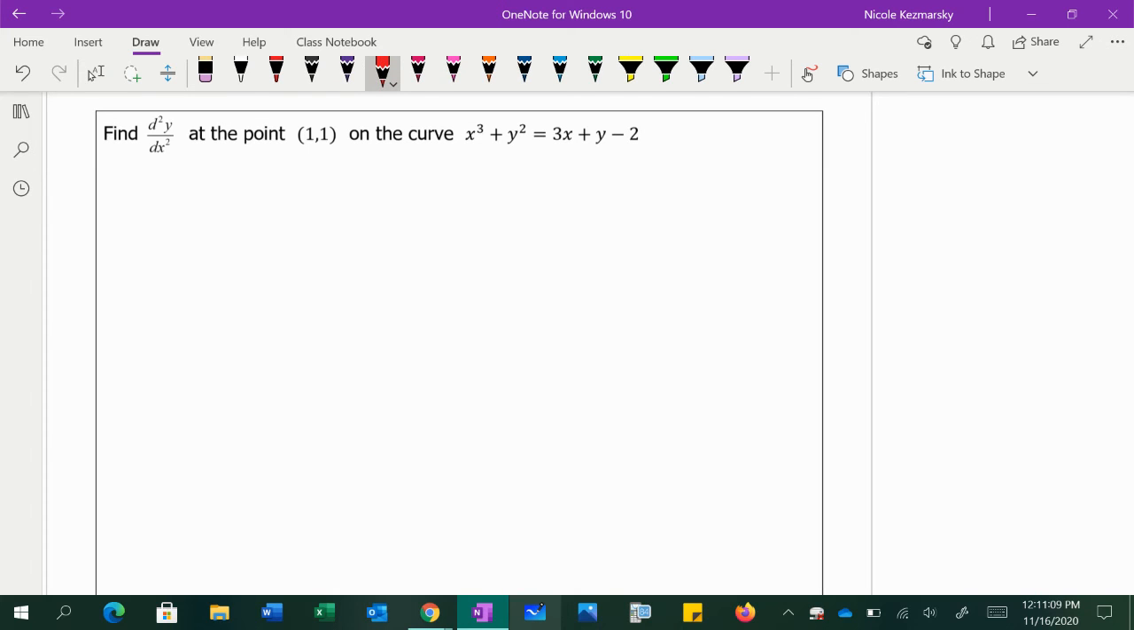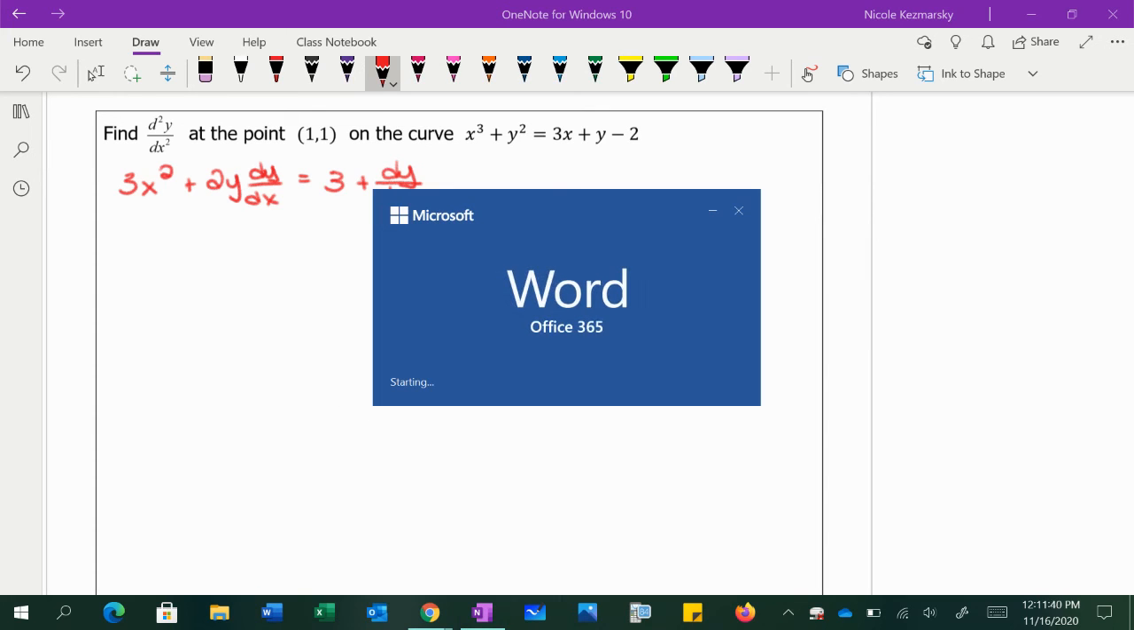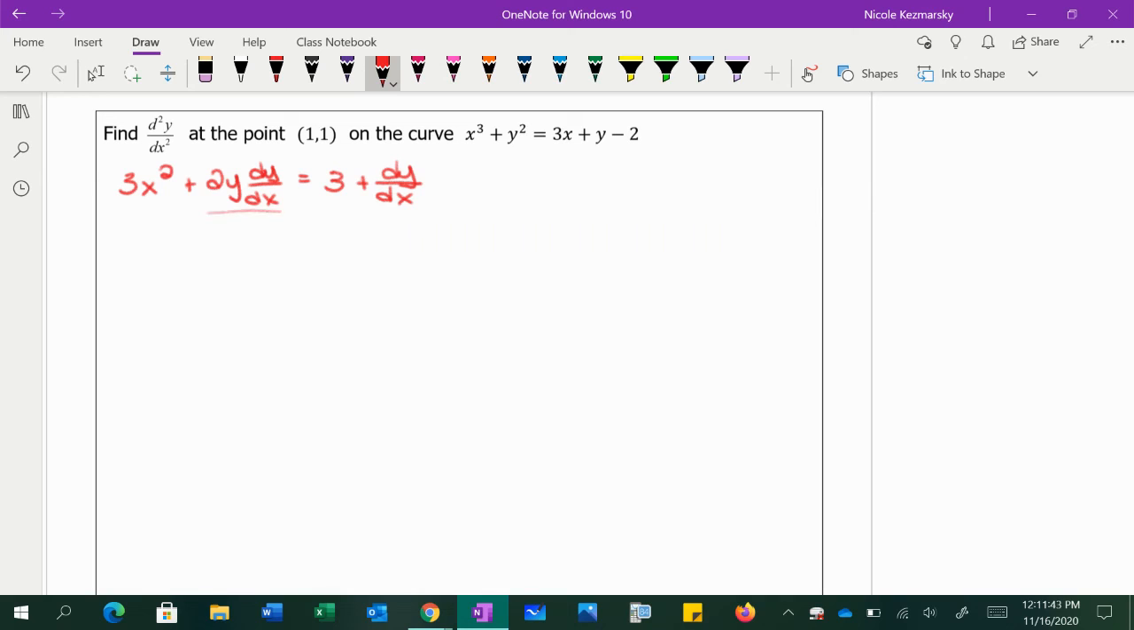So what I'm going to do is start by taking the first derivative. So 3x squared plus 2y dy/dx equals 3 plus dy/dx, and the derivative of minus 2 is going to be 0. And I'm going to go ahead and isolate the dy/dx. So I need everything that has a dy/dx on one side, and everything that doesn't have a dy/dx on the other side.